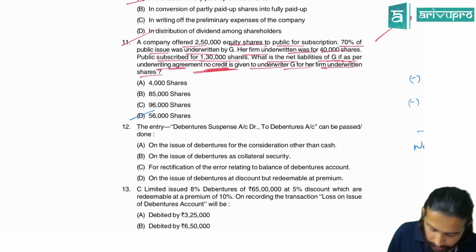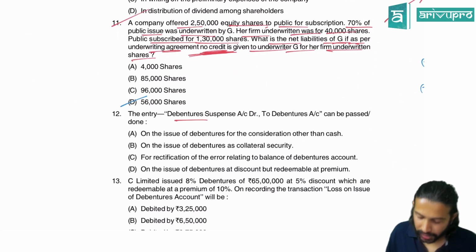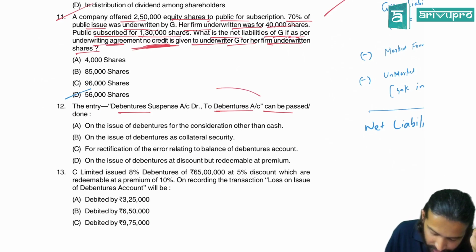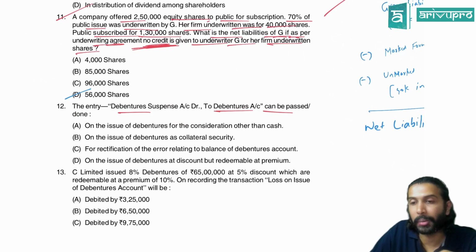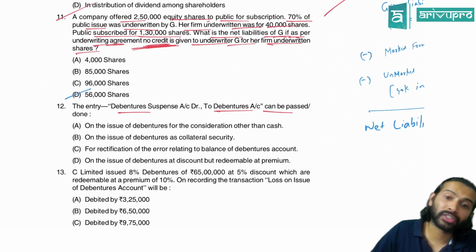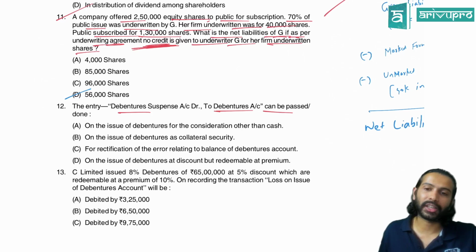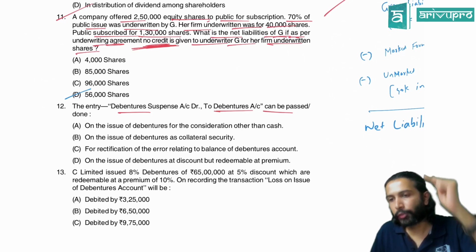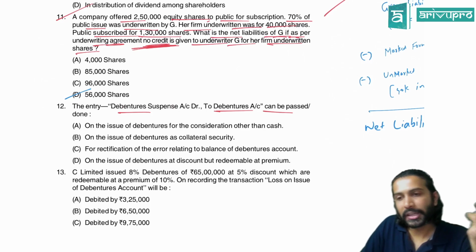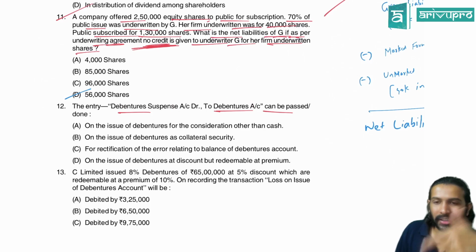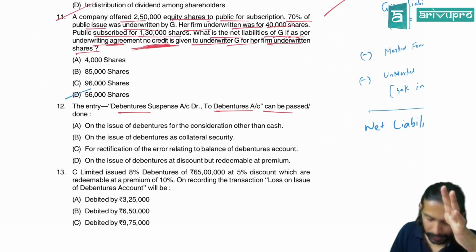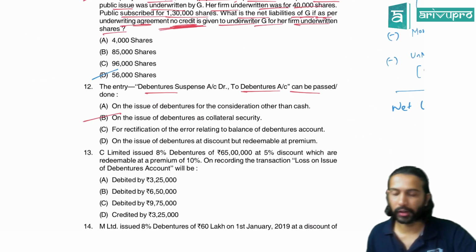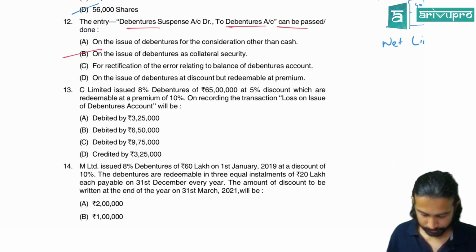Okay, next. The entry debenture suspense account debit to debenture account can be passed under which scenario? When will you pass this entry? Debenture suspense account debit to debenture account. When debentures are issued as collateral security. Remember, when debentures are given as collateral security, there are two options. One, no journal entry. Two, if at all you want to pass the journal entry, then you will pass debenture suspense account debit to debentures account. So this journal entry will only come when the company has given debentures as collateral security. Which option is that? Yes, on issue of debentures as collateral security, which is B.